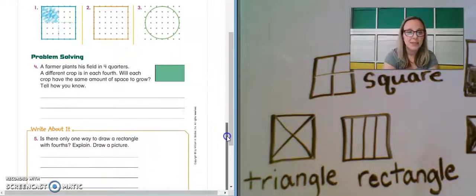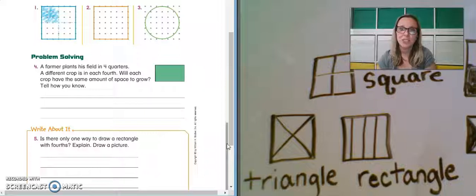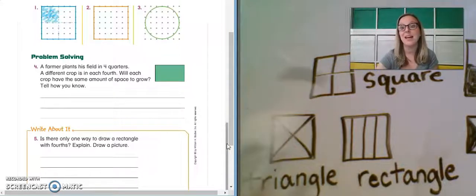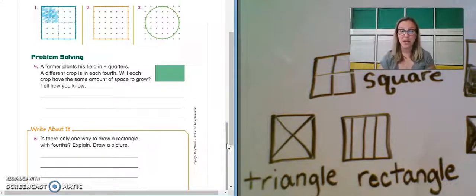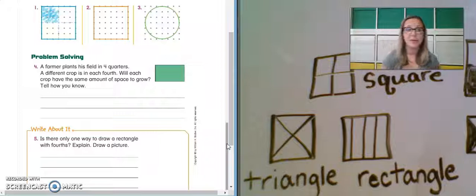And then the last one on that page says, is there only one way to draw a rectangle with fourths? Well, we just showed with squares that we have lots of ways that we can do it. So you can explain or draw a picture of how you know that there's more than one way. Okay, so go ahead and take your time to work on that.